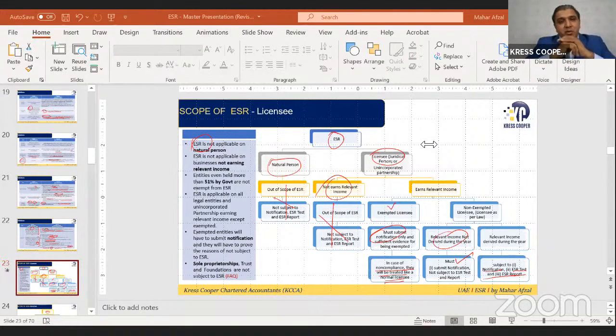Okay, and one more question came. They are asking why they need to file a notification if this is an exempted licensee. Notification is required. The authority is not only asking for the notification. Authorities are asking you to submit the notification, and along with it you need to provide the evidence, the reason on which basis you have been classified as an exempted licensee, that your income is not subject to ESR.